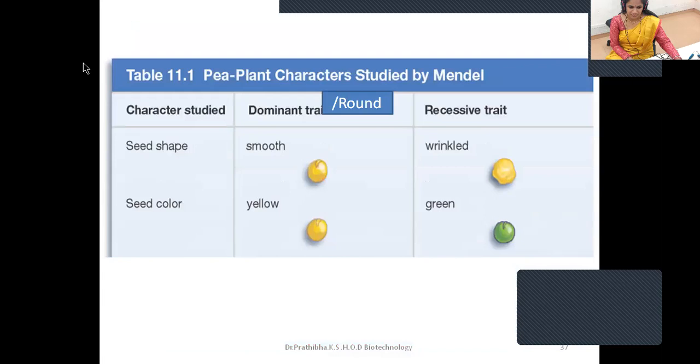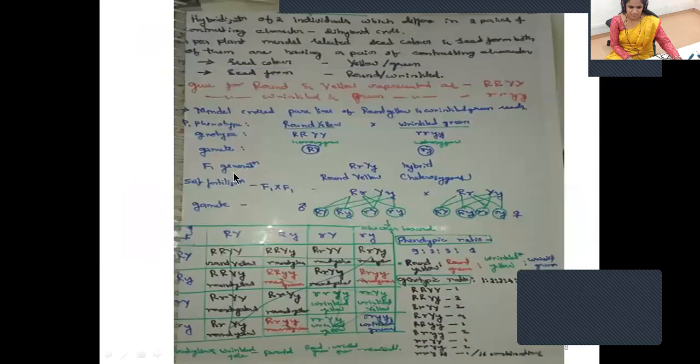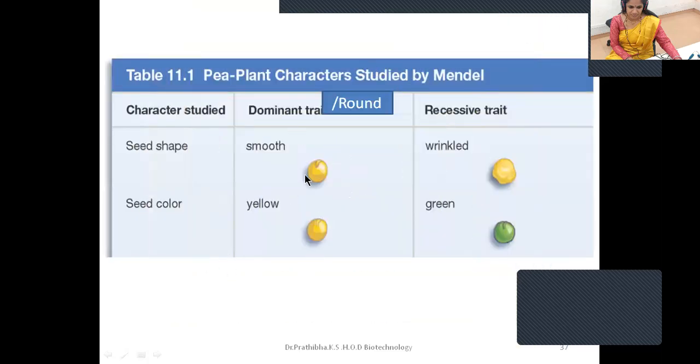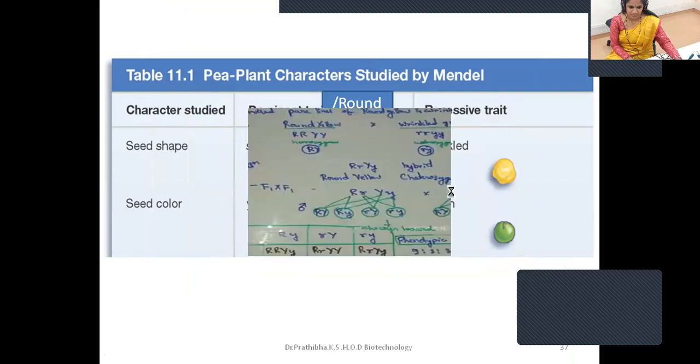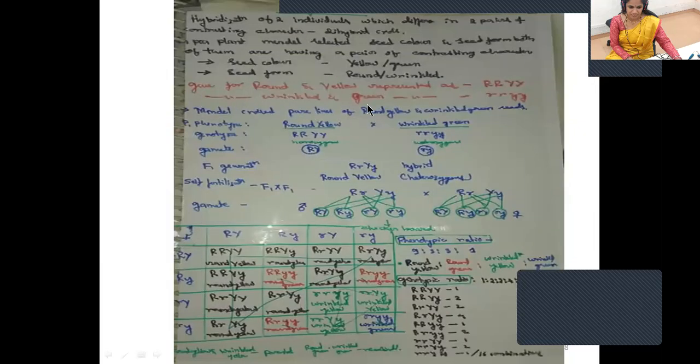Okay. Now let us go through which characteristics we have taken. Seed shape character, round or wrinkled. Seed color, yellow or green. Okay. This is the dominant characteristic and this is the recessive character. Now we can go through the cross. Okay. Gene for round and yellow is represented as capital RR and capital YY. Always the dominant character will be represented in the form of capital letters and recessive characters in small letters. Okay. Gene for wrinkled and green is represented as small rr and small yy.